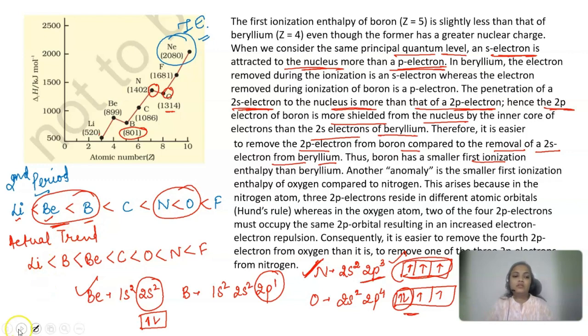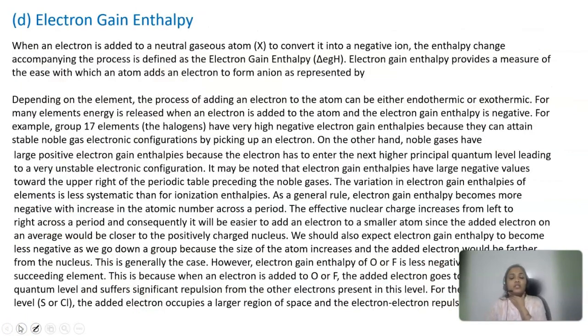Now let us talk about the electron gain enthalpy. Just like we require energy to remove an electron, when an atom gains an electron to convert into a negative ion, the enthalpy change accompanied in that case is the electron gain enthalpy. Okay, so it tells us about the ease with which an atom adds an electron to form a negative ion. So it can be endothermic or exothermic also. Okay, so when you are adding an electron, energy can be released also, energy can be absorbed also.